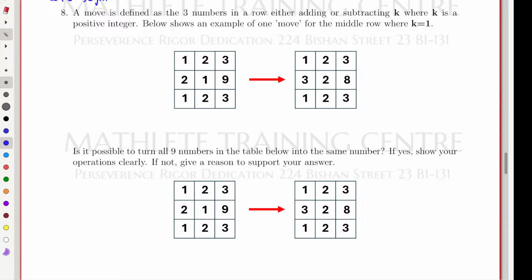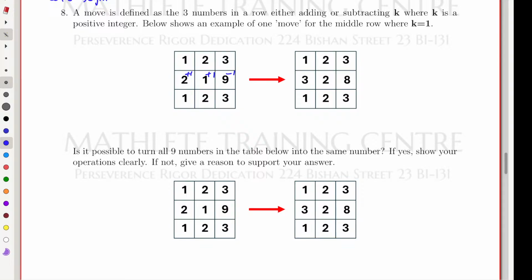It says that a move is defined as taking three numbers in a row or a column, very importantly, either adding or subtracting k, where k is a positive integer. For example, here is one move for the middle row where k equals 1. Sorry, we take the middle row, and we increase the 2 and the 1 by 1. So 2 plus 1, 1 plus 1, and take 9 and minus 1, I can get 8. Okay, so this is what happens here.